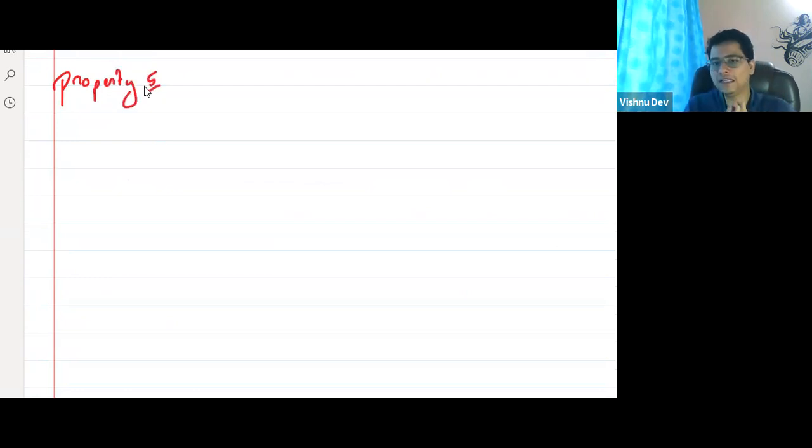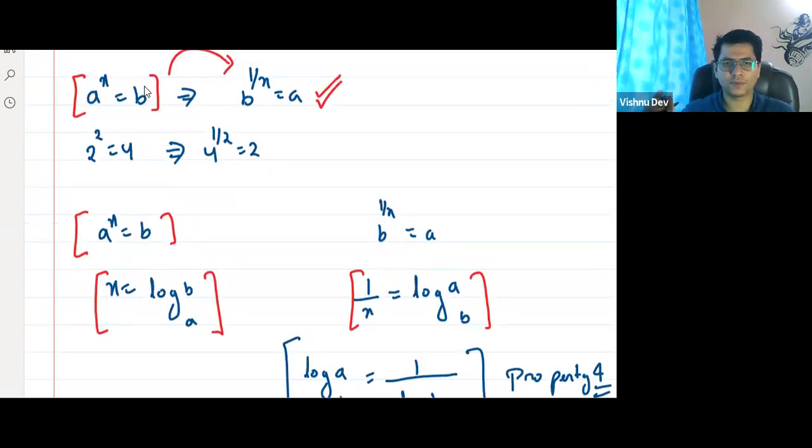Fifth property, property 5. Now here it is a bit complex, not as easy as the first four properties. The first four properties were simple, straightforward, easy. So this is not that easy. Let's see what this property is. Suppose I'm having this log a base b. I'll just write the property first, then we will figure it out. I won't ask you to do this. I'll solve and you just focus.